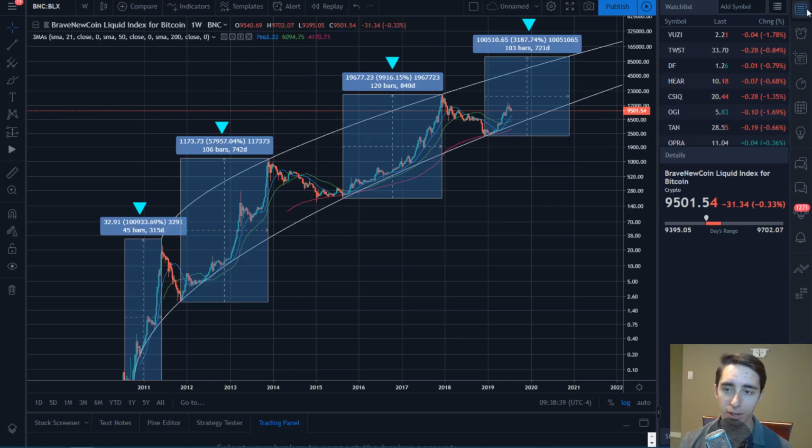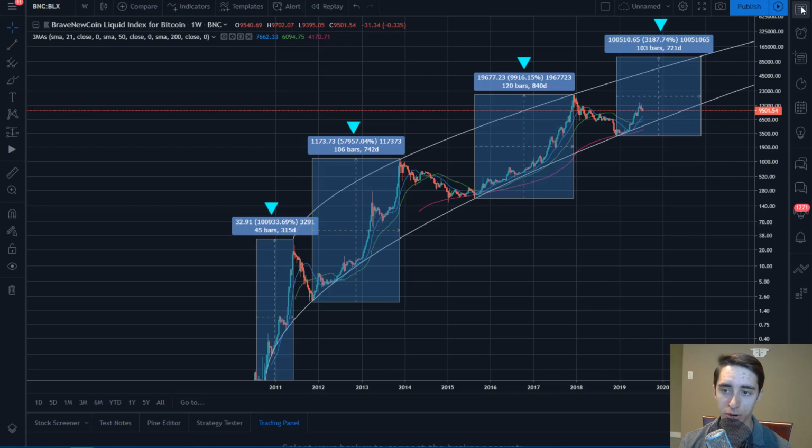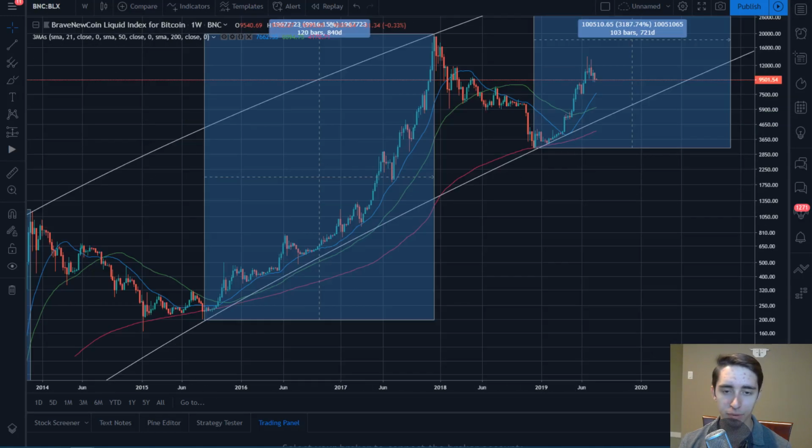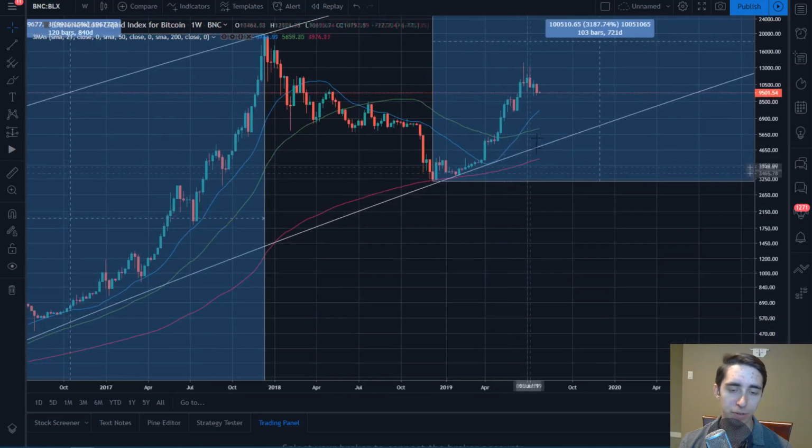I'm going to expand the chart just so we can really focus in on it. Now, if we take a look here, I've got a few key moving averages at play. We have the 21 SMA, the 50 SMA, and the 200 SMA. The indicator I'm going to be focusing in on is the 21 SMA, and we're looking at this in a weekly time frame, okay?